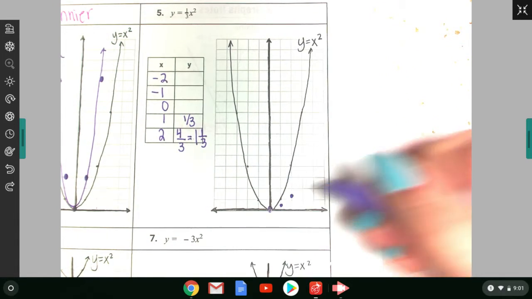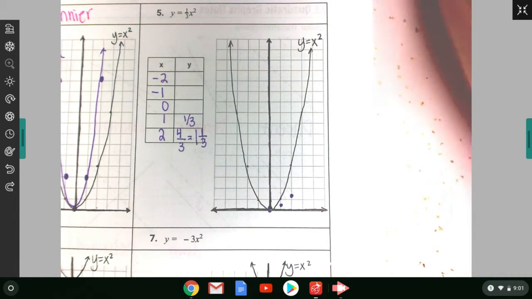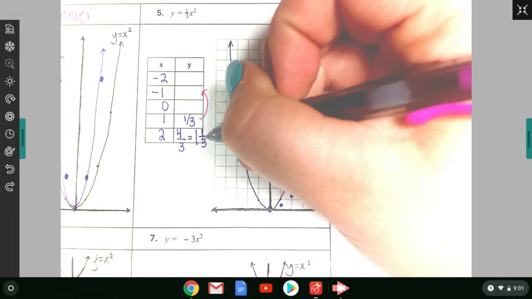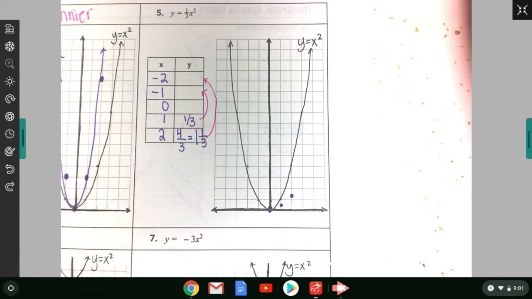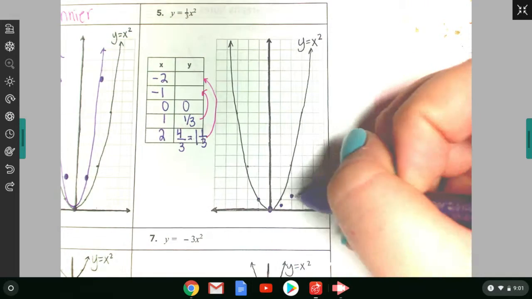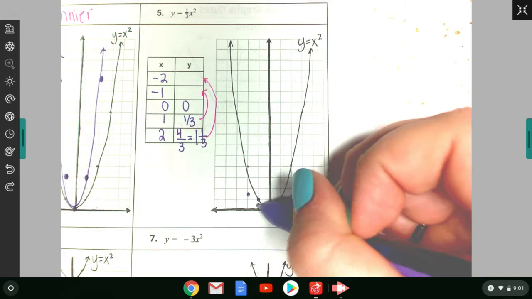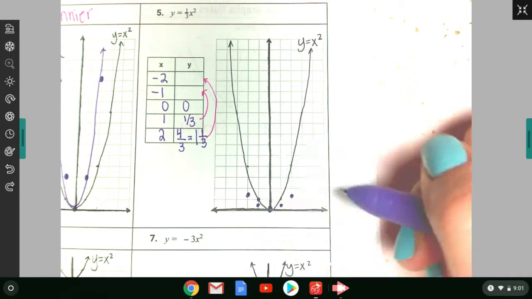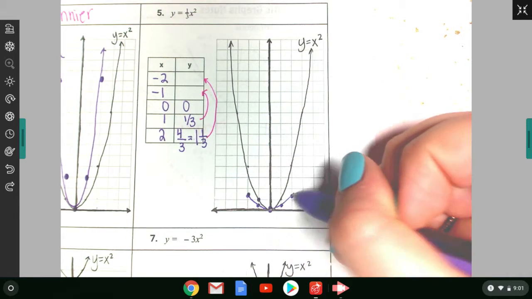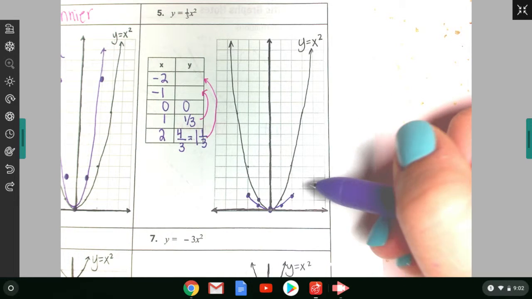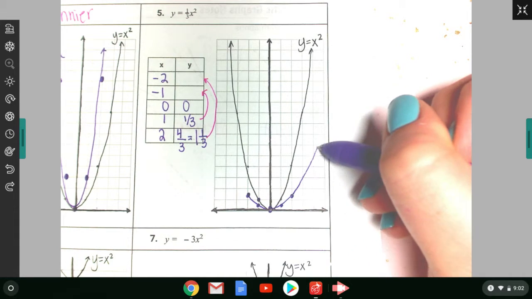If I plug in a 0, I've got 1/3 times 0 squared. That's just 0. And then again, because of my reflection, I know that this point will go here. This point will go here around that 0, 0 point. So I know my next 2 points will be here and here. Oh my gosh, I put them in the wrong spots. How embarrassing. There we go, more like that. So there's our points. If we connect just those ones, it's really not enough. So carry it on out.